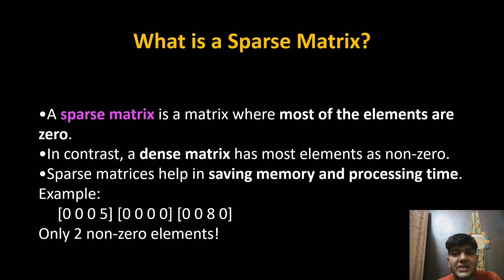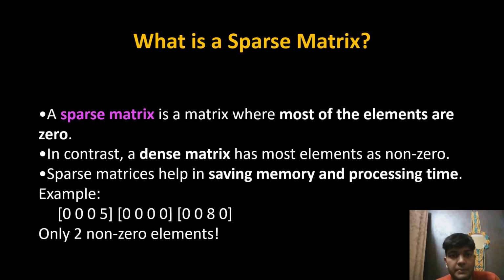So, what is a sparse matrix? A sparse matrix is a matrix where most of the elements are zero. This is different from a dense matrix where most elements are non-zero. Using a sparse matrix allows us to save both memory and computation time.